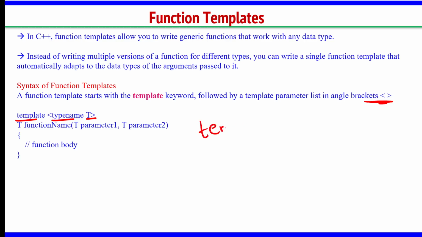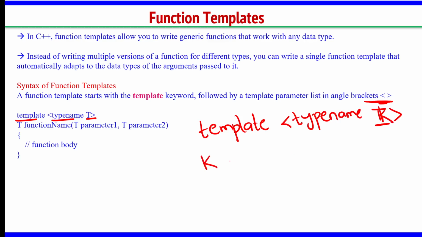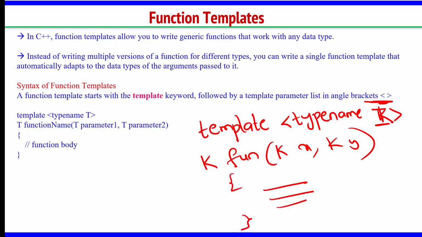You have to use the keyword template. Here you have to give typename, and you have to give a variable. It need not be T, it can be anything. You can put K also here, and write K function name fun, then Kx comma Ky. But since it's standard in all textbooks, you will see they use T because template stands for T. So we always write the T notation, and open and write the normal function body.